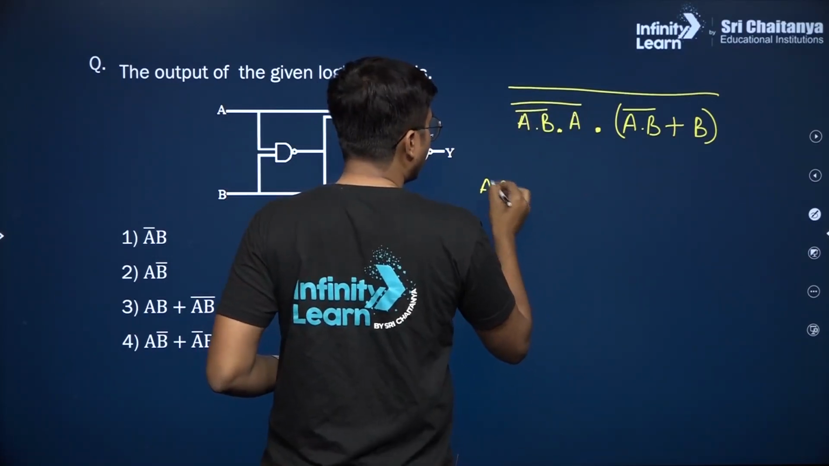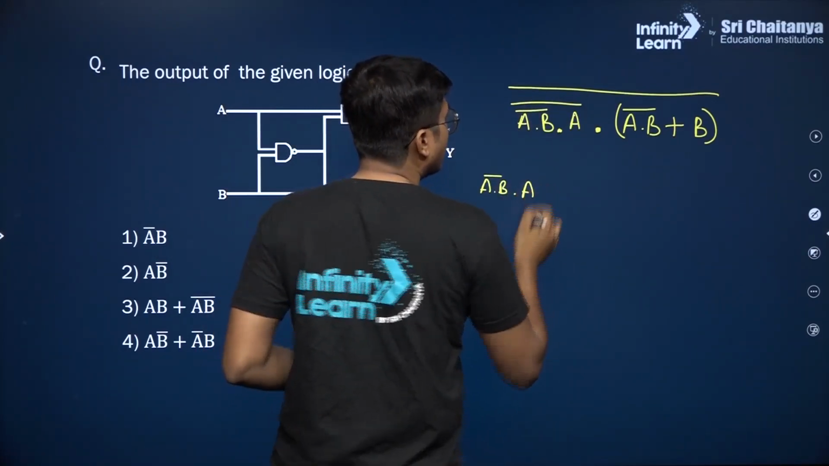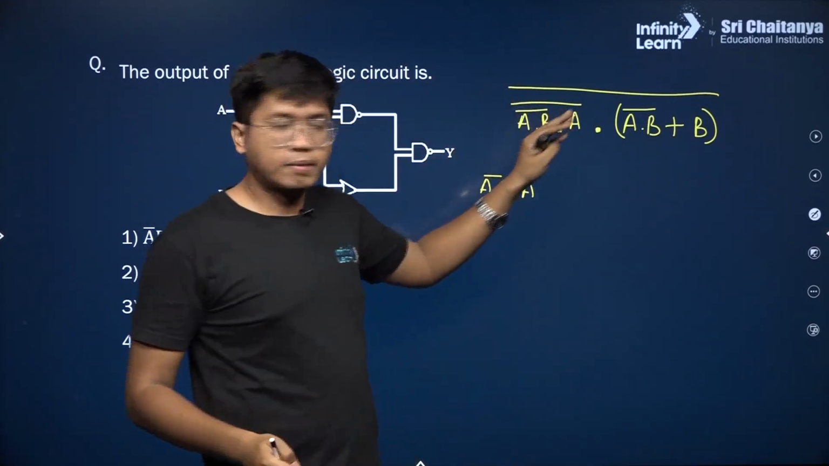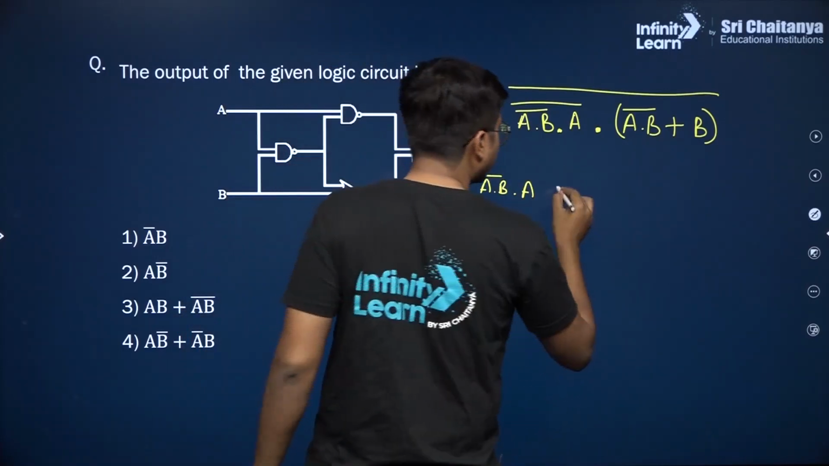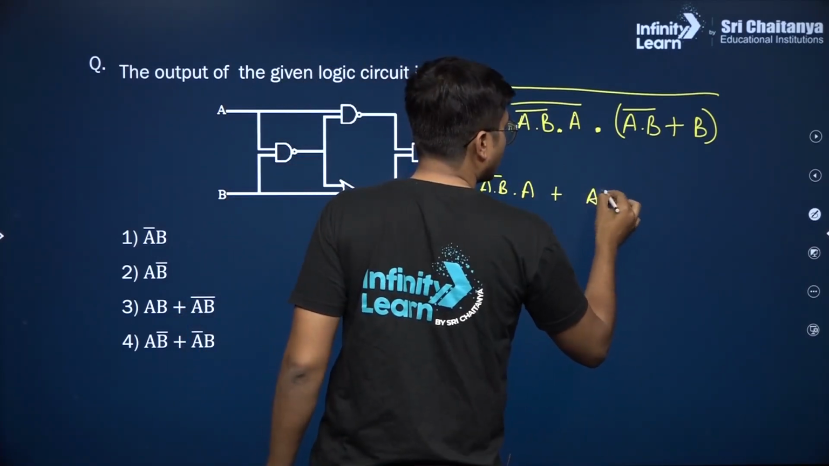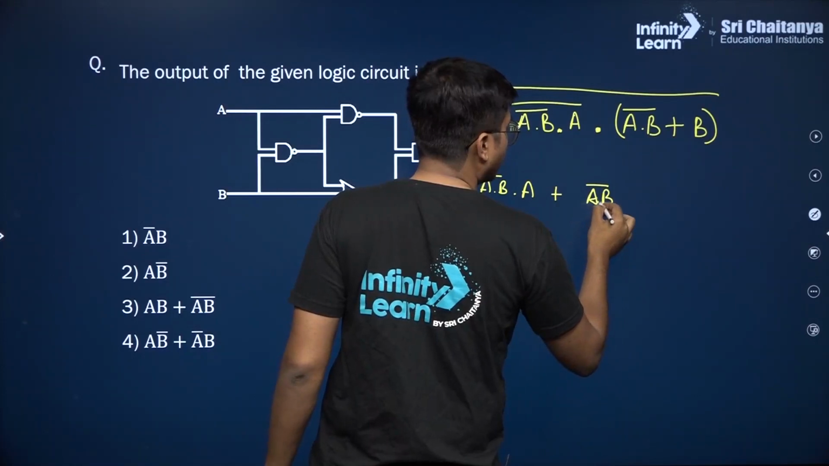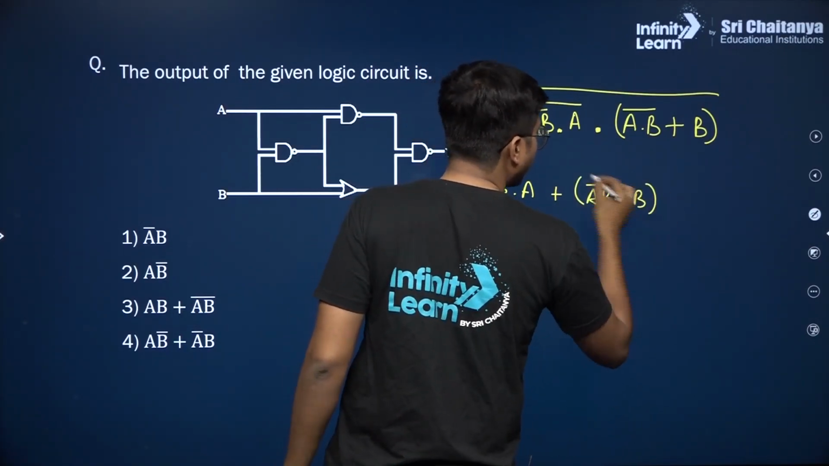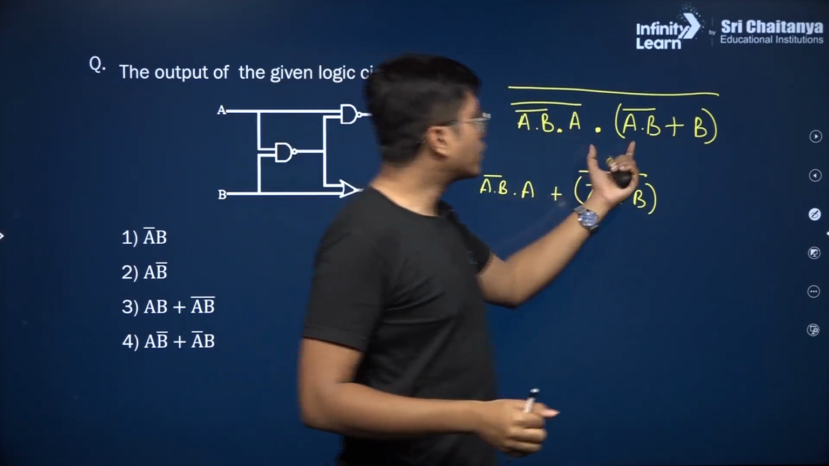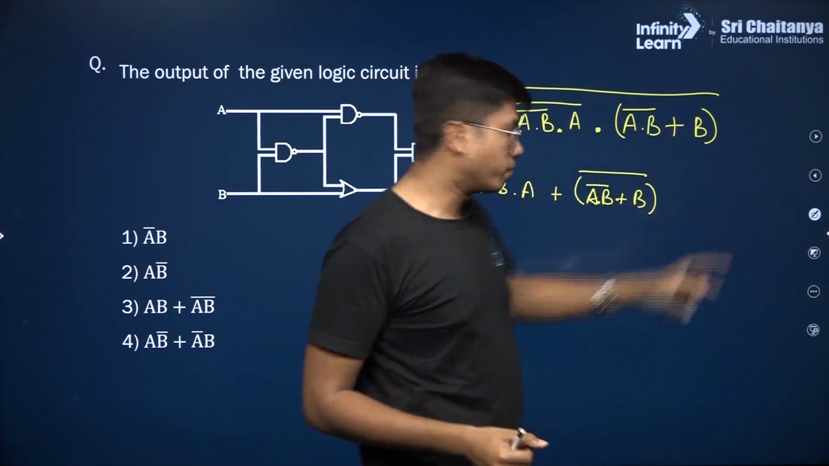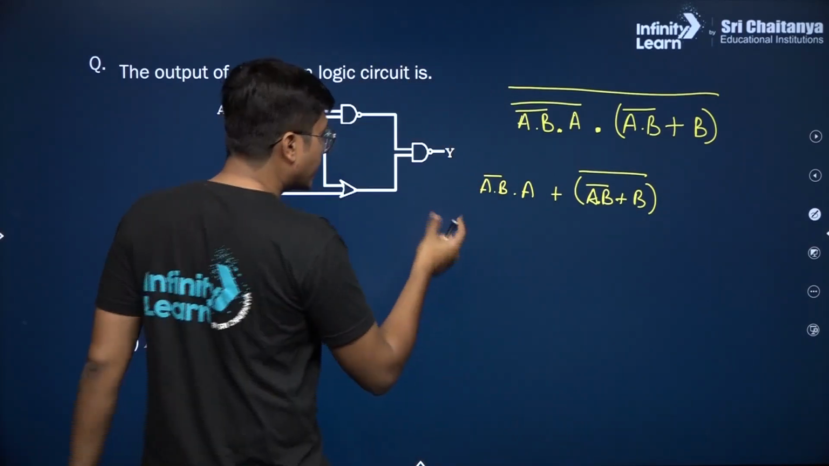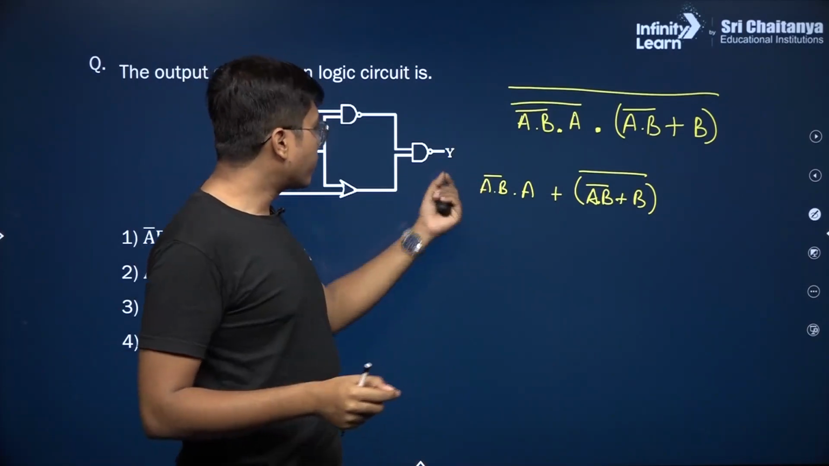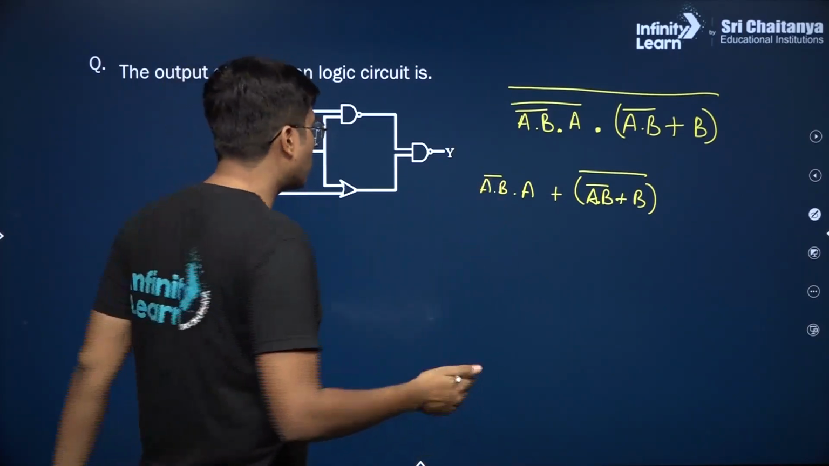(A dot B bar) dot A. This bar goes because when I bring this out and put a bar on top, bar of bar takes the NOT away, plus (A dot B bar) plus B, and this entire thing will be under a bar, because again by De Morgan's law, when it goes out with a bar up top. Now what else can we separate here?